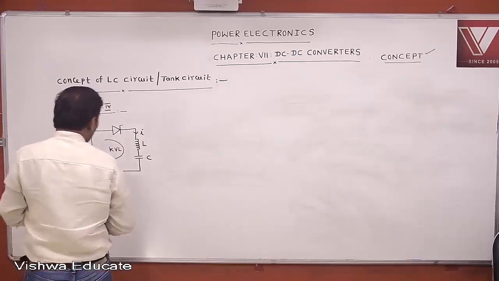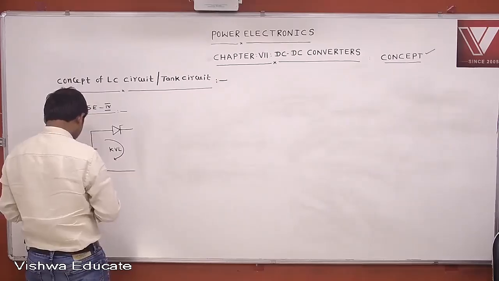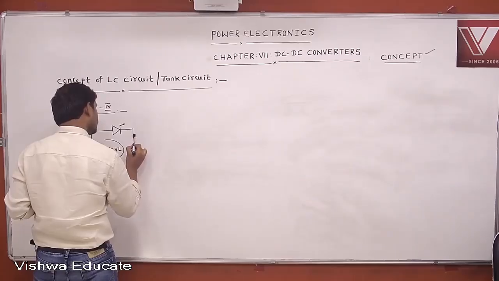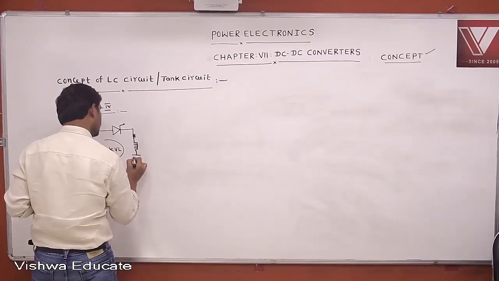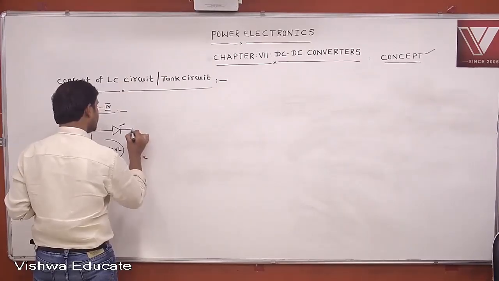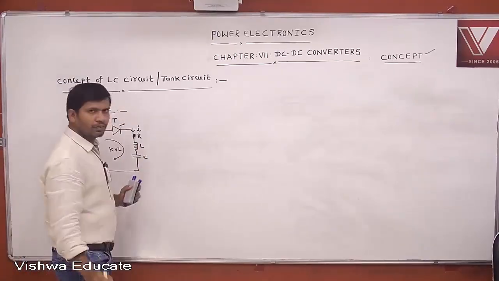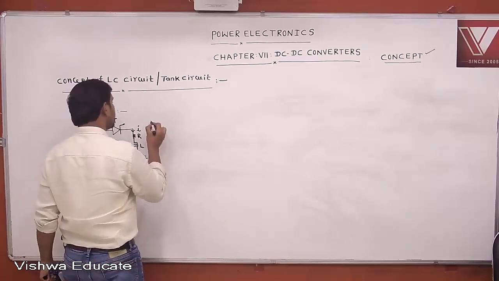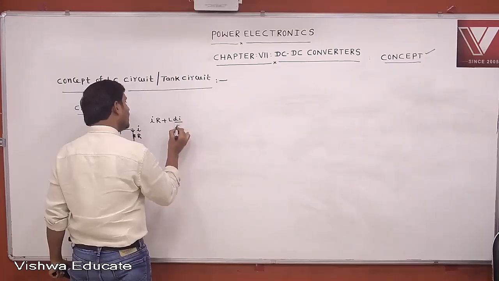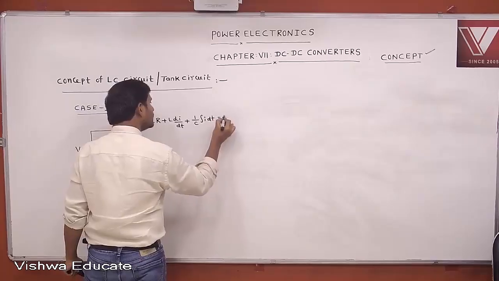Yes. Let us consider the RLC circuit. Instead of the LC circuit, you take the RLC circuit. This is R, L, C. This is I. This is a thyristor or diode. Then apply KVL for this loop. Then what can you get? I into R plus L into di by dt plus 1 by C into integral of I dt is equal to Vs.